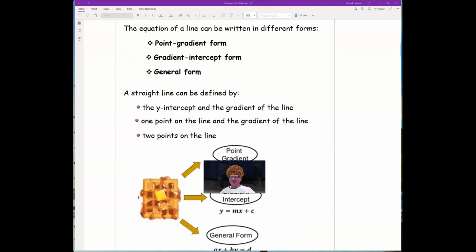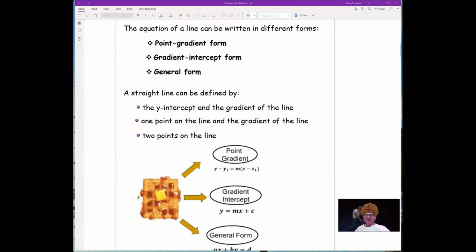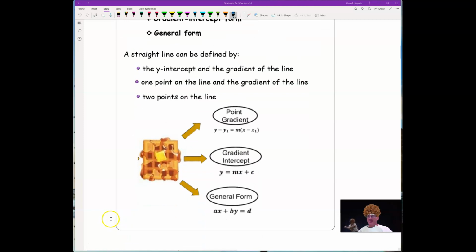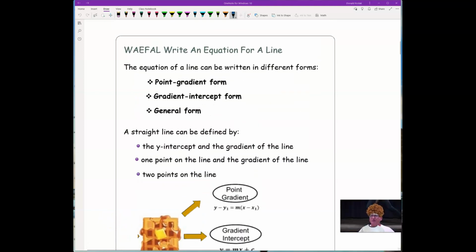Alright, to write an equation for a line. That's what waffle means: write an equation for a line. There are three different ways you can write an equation for a line, three different forms. Point gradient form, which you know as point slope form. Gradient intercept form, which you know as slope intercept form. And then the general form.